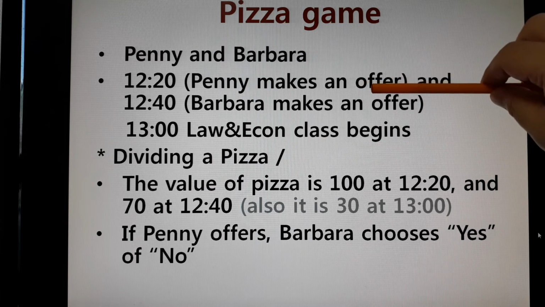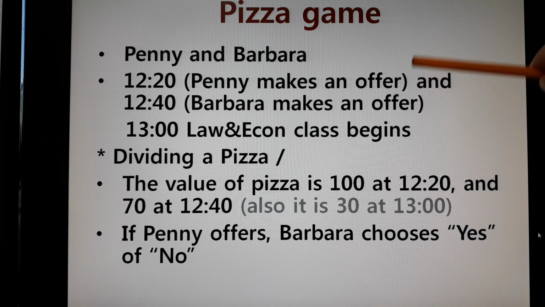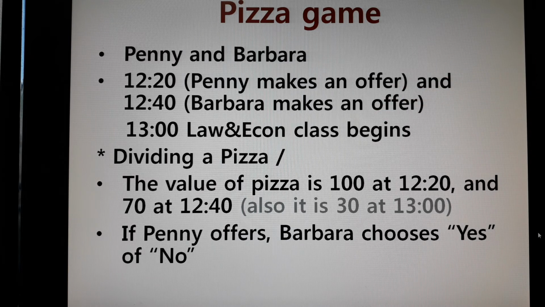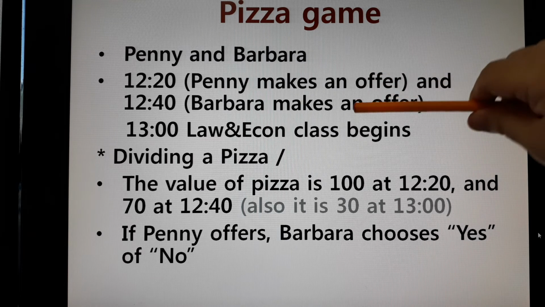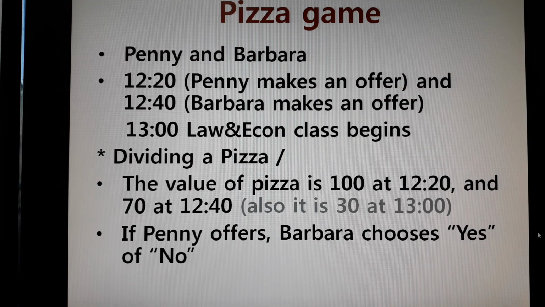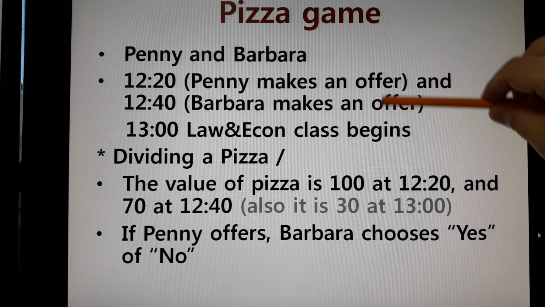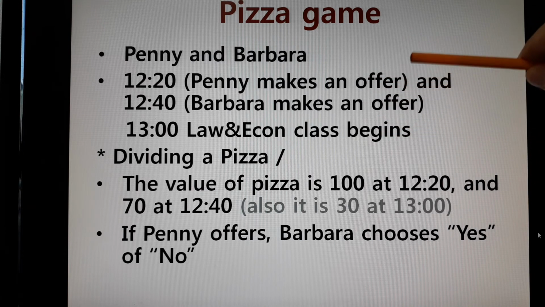Likewise, at 12:20, when Penny makes an offer to Barbara, Penny and Barbara should think about what will happen at 12:40. If Barbara says no, they will move on to 12:40, and how would it be expanded? What would happen? Thinking that, I would rather go to the second round, or I would rather stop here. That is what should be inside Penny and Barbara's mind at 12:20. Okay, that is backward induction.